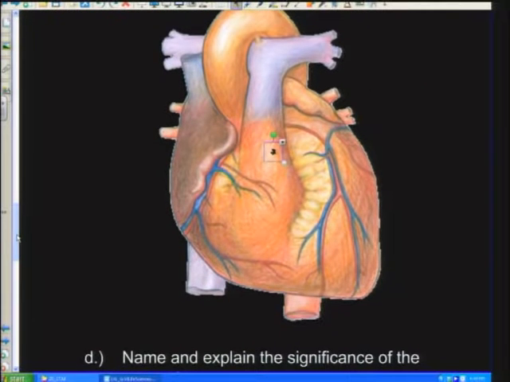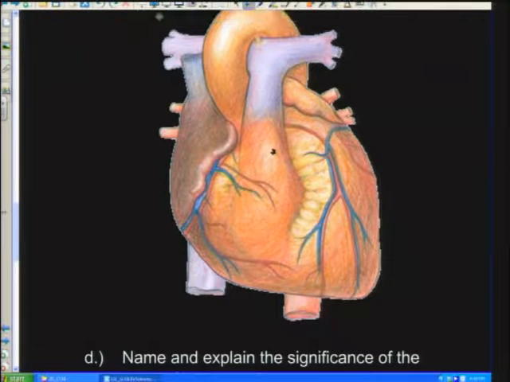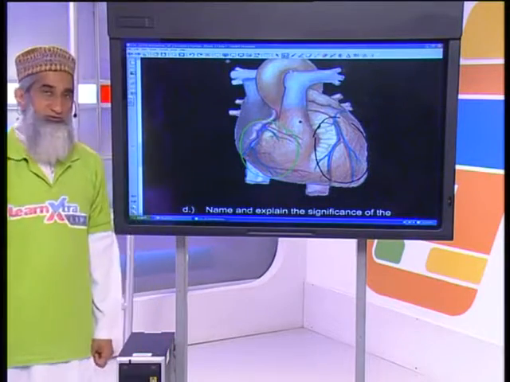There you go. Clearly on this diagram, we can see the blood vessels. The blue and the red. The blue would be coronary veins, the red would be coronary arteries.